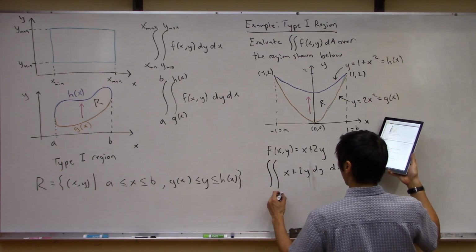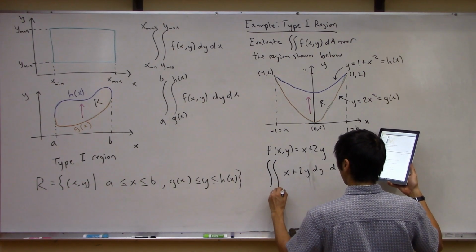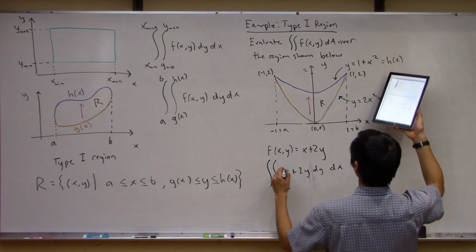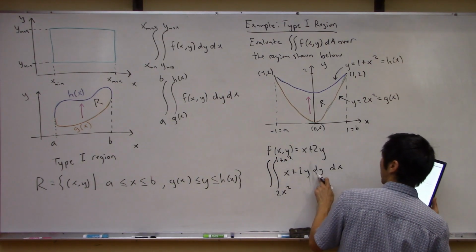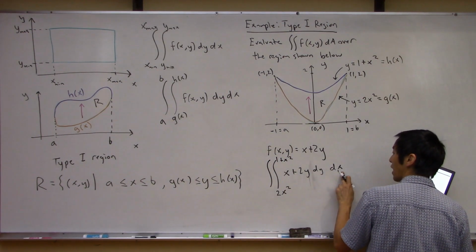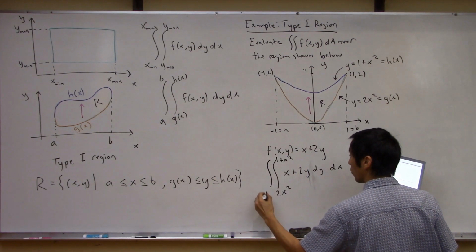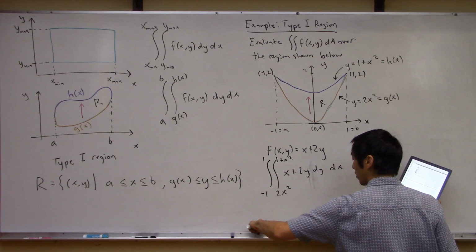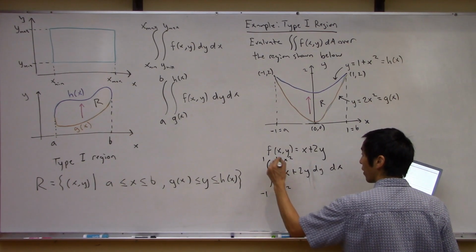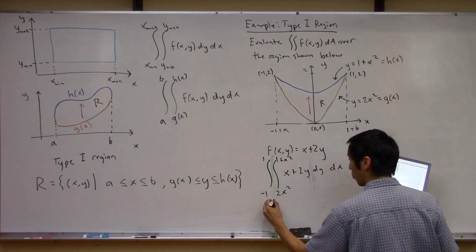So we have 2x squared on the bottom, and then it runs all the way to 1 plus x squared on the top. That's the y limits, and then the x limits of integration are between -1 and 1, okay? So again, I like to put these things in parentheses so we can focus on one of them at a time. So let me put some brackets here.